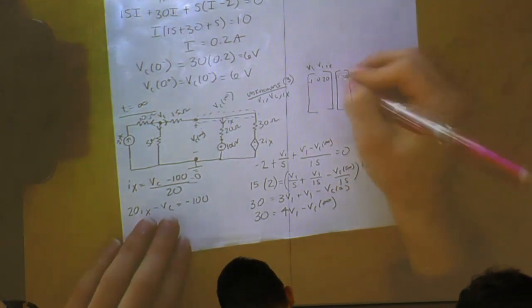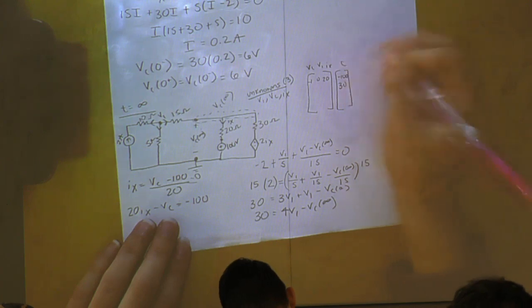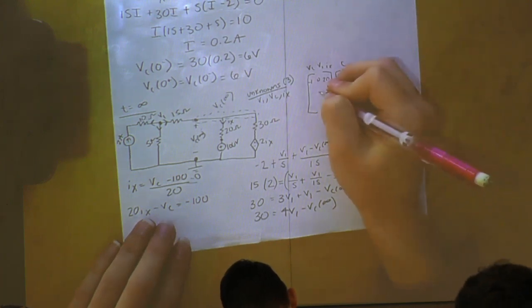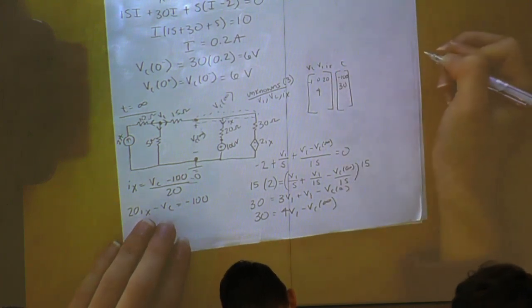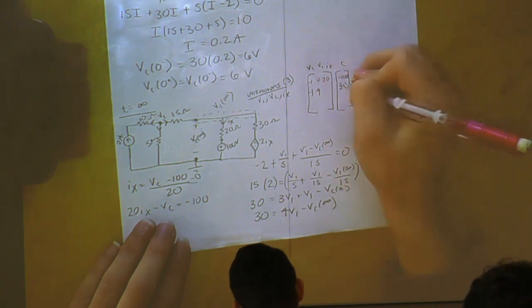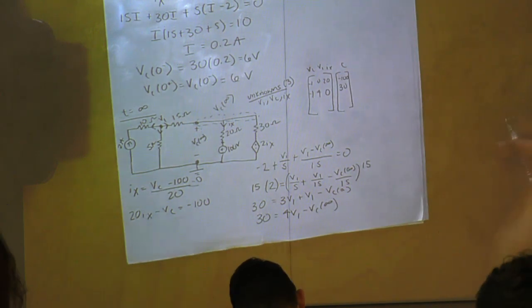Put that in our matrix. We'll have 30 as our constant, 4 as our V1, and negative 1 as our VC. So we'll need one more equation.